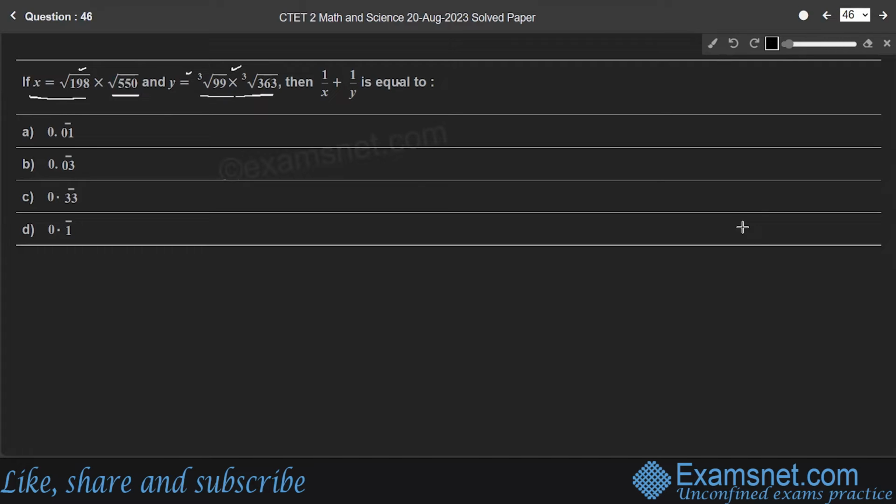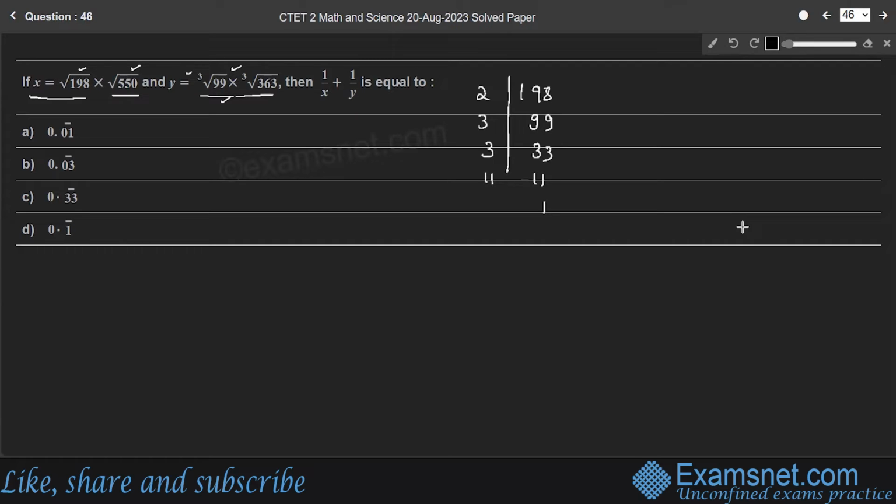So to take root of 198, we need the factors of 198. So first, let us find the factors of every number, right? 198, 550, 99 and 363, right? So here, factors of 198. So 2 into 9, so 18, again 2 into 9. Then 3 into 33 is 99 and 3 into 11 and 11 into 1. So these are the factors of 198, right?